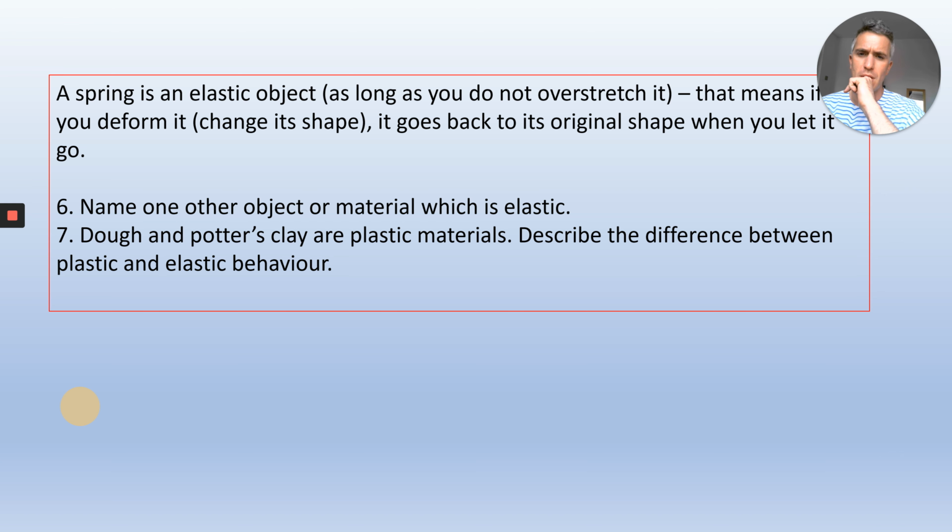A spring is an elastic object, as long as you don't overstretch it. It means that you deform it, change its shape, and it goes back to the original shape when you let go. So a spring is an example of an elastic object. Can you think of another object that is elastic, or another material that has elastic properties? Dough or potter's clay are plastic materials. Describe the difference between plastic and elastic behavior. Basically, if you stretch them and let go, what happens?